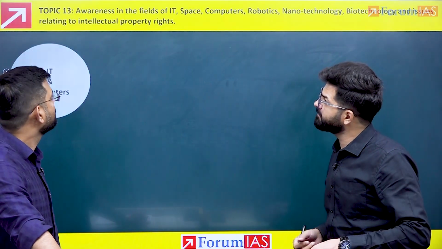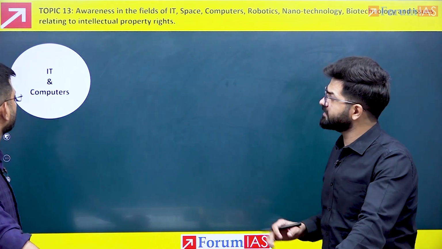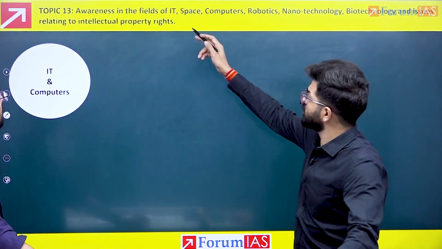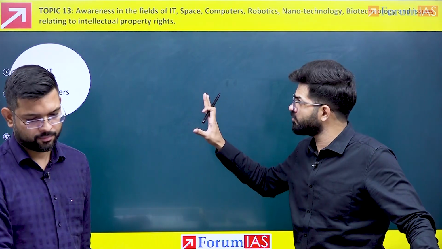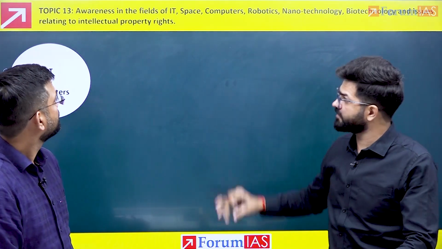Next up is awareness in various fields. So they have specifically talked about various fields. They have mentioned on and around 6-7 fields. We have tried to club IT and computer field first of all. In IT and computer, you should be aware about technologies like what is Web 3.0, what is big tech they are coming up with, and why there is a need for regulation.